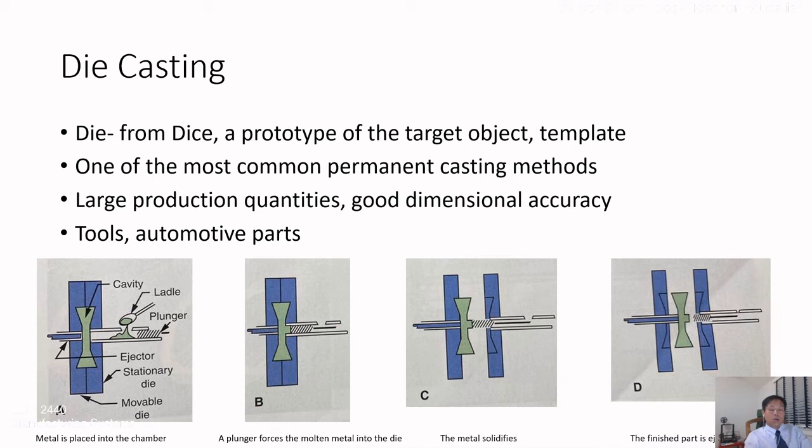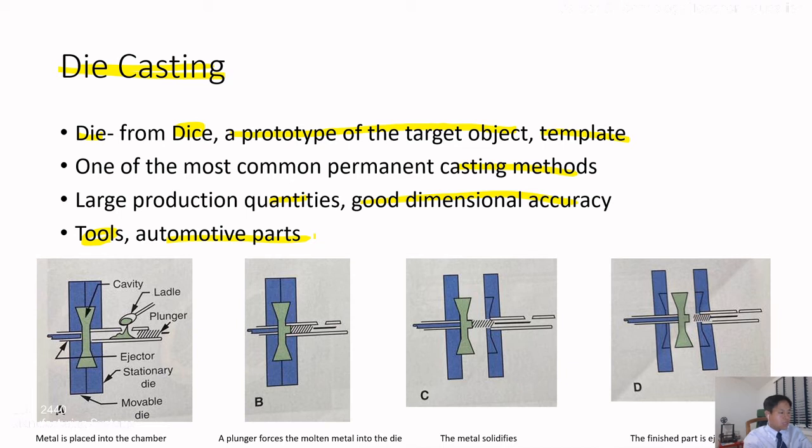So the most common method of permanent casting or molding is die casting. Most metal production or plastic production is made by die casting. Die comes from a French word, meaning a prototype of the target object, a template. We call it die, so we are creating die casting. It is one of the most common permanent casting methods, with large production quantity and good dimensional accuracy, and automated parts create the die casting.